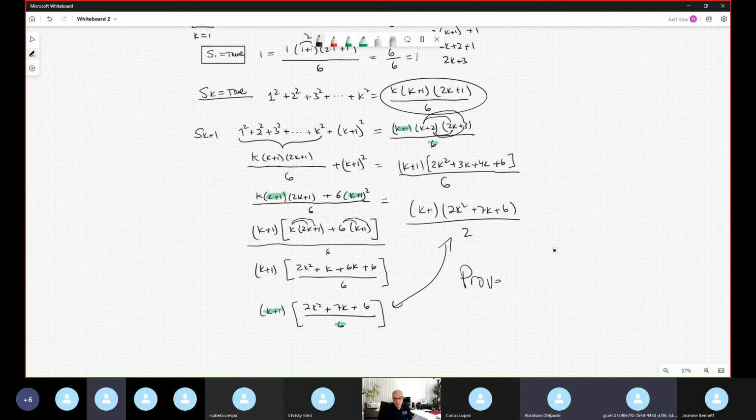This was an example, a very, very interesting example, in which you need to manipulate both sides, right hand side and left hand side. Clear?